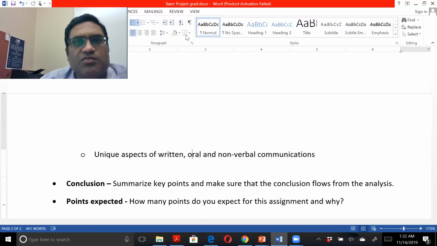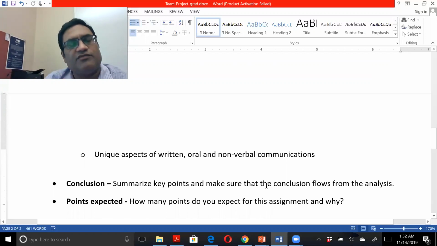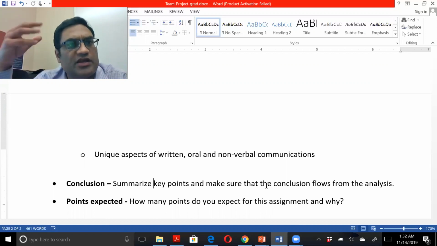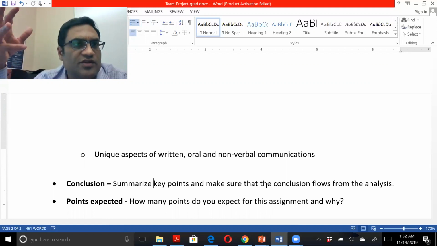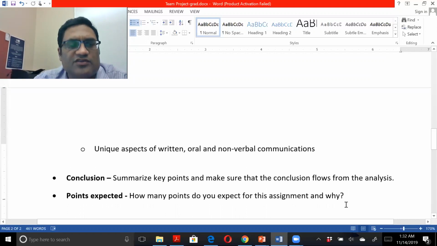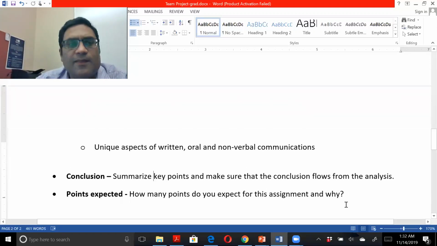Finally, summarize the key points and make sure that the conclusion flows from the analysis. The conclusion could be, after looking at all the factors, you decided that you are going to start your own wholly owned subsidiary based on these factors. And at the same time, this is how you're going to treat your employees. This is how you're going to market your products, things like that. And finally, how many points do you expect and why? This is just like a checklist, so you can go back and see if you have covered everything.